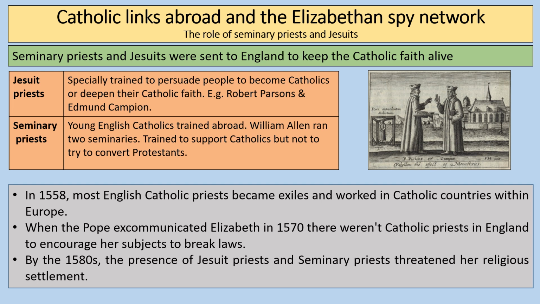Now this is because in 1558 most English Catholic priests had become exiles and worked in Catholic countries within Europe. When the Pope excommunicated Elizabeth in 1570, there weren't Catholic priests in England to encourage her subjects to break laws. By the 1580s, the presence of Jesuit priests and seminary priests threatened her religious settlement.